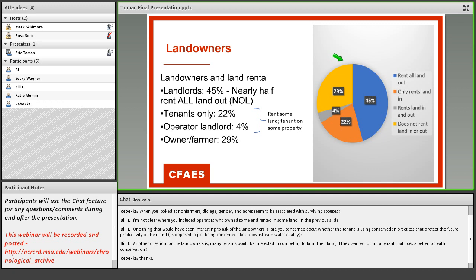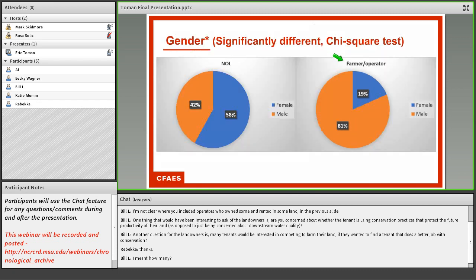Okay, another question for the landowners: many tenants would be interested in competing to farm their land if they wanted to find a tenant that does a better job with conservation. Yeah, that's actually a great question. I'm not sure. That's an interesting thought too, if that might be a deciding factor in how people decide who they might choose to rent their land out to.